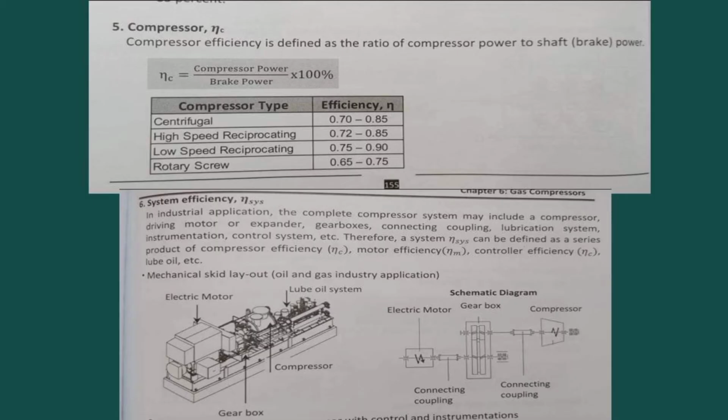In compressor power, power is equal to volume flow rate times specific weight times enthalpy. Compressor efficiency is defined as the ratio of compressor power to shaft brake power. Compressor efficiency is equal to compressor power over brake power times 100%. In centrifugal, there is 70 to 85%. In high-speed reciprocating, there is 72 to 85%. In low-speed reciprocating, there is 75 to 90%. And in rotary screw, there is 65 to 75%.